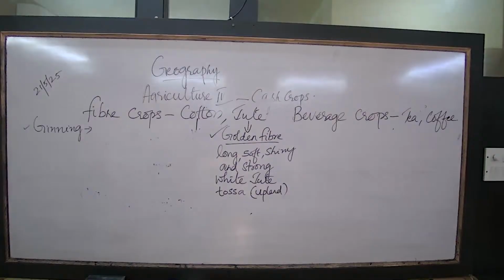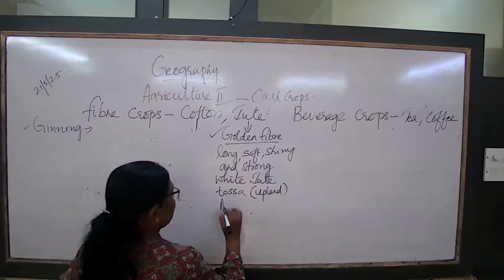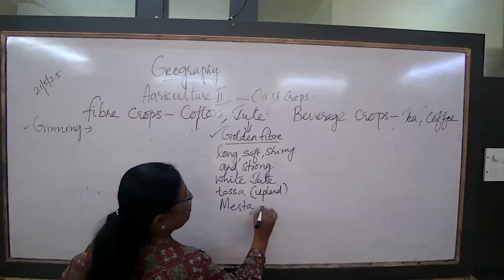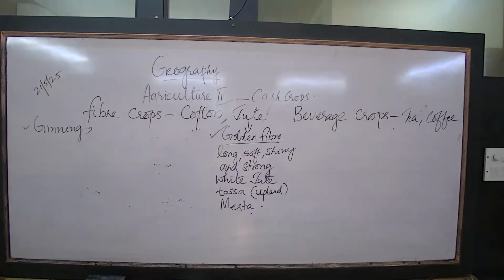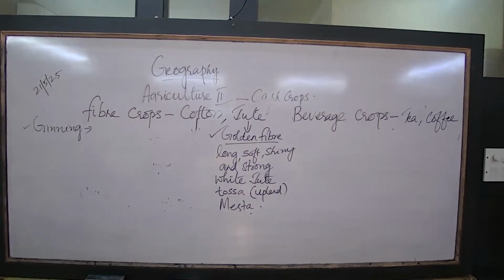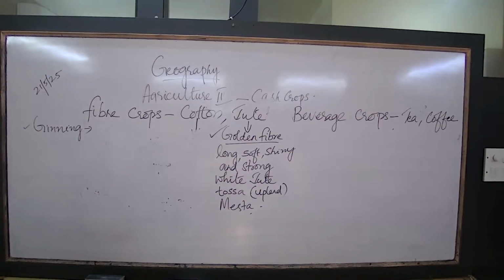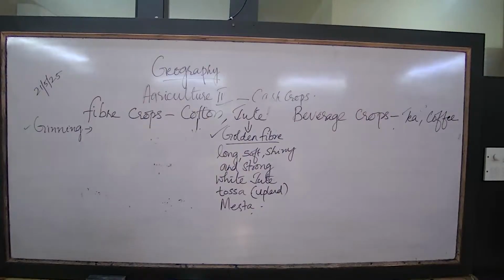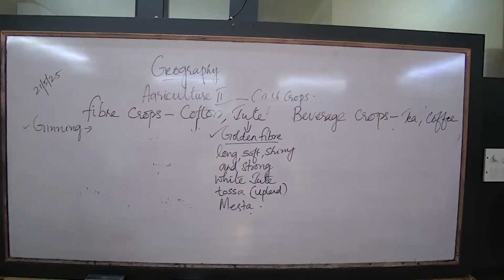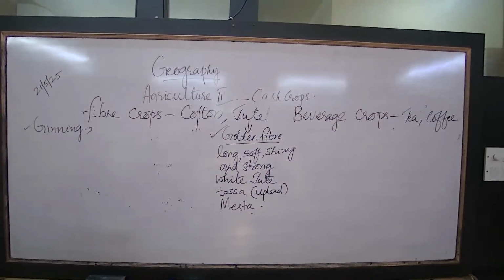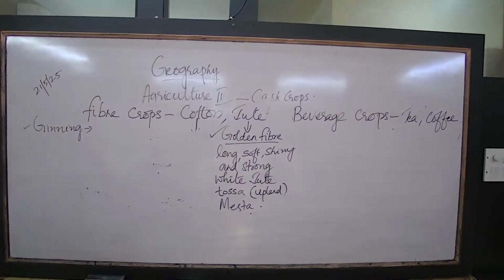Now another inferior quality is mesta. Mesta is another inferior quality substitute of jute. Nowadays in the market, that 5 rupees, minimum 10 rupees, white color jute type of carry bag is available. That is made up of mesta material. Okay. It is the substitute.